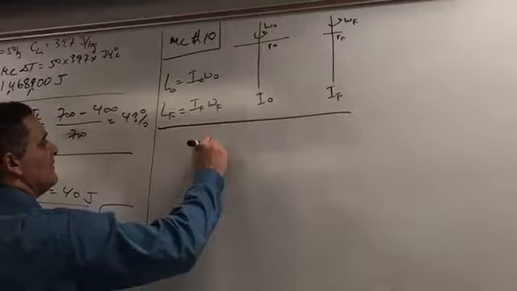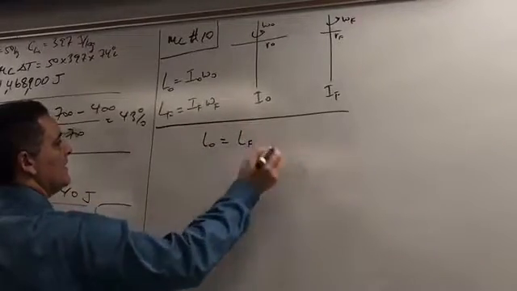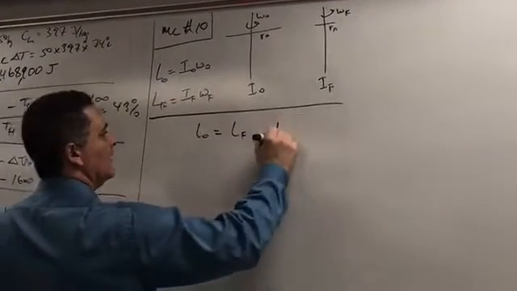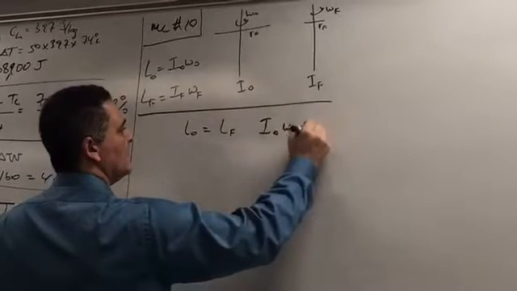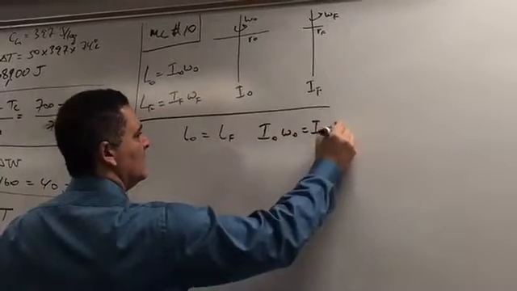So L0 equals L final, because angular momentum is conserved, right? So that means that I0 omega 0 equals I final omega final.